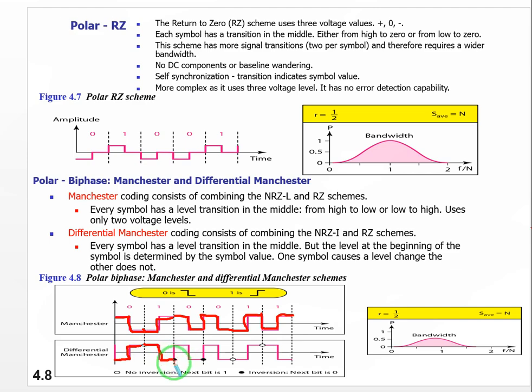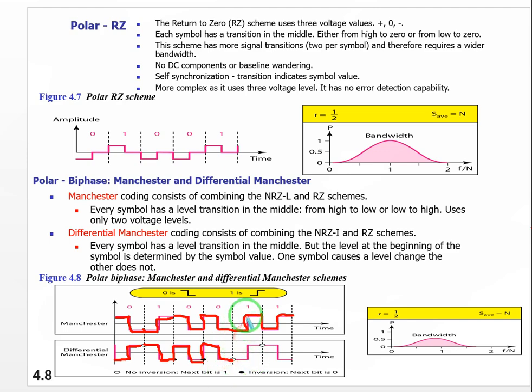Okay, so up to this point it's okay. Then we have a 0, and for a 0 we have an inversion. So we need to go up, then in the middle there will be a transition, and we reach here. Now we see the next bit. Next bit is 0, and for a 0 we have inversion again, so go up, and in the middle there will be a transition, and it reaches here.